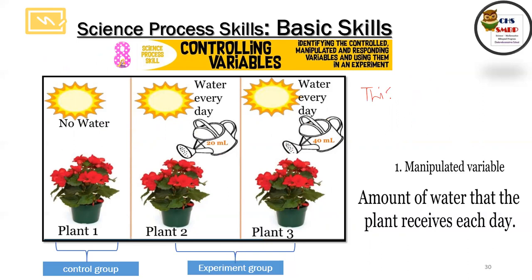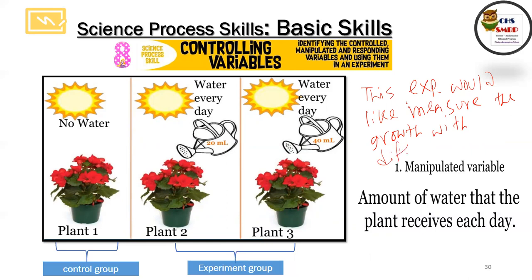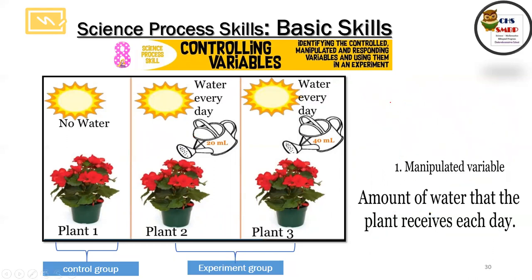This experiment would like to measure the growth with different amounts of water, right? Amount of water supplied every day. So you can see here we can change the amount of water. So water is a manipulated variable, right? Water is the manipulated variable. So that's the way you can see the amount of water that the plant receives each day. That is the manipulated variable.